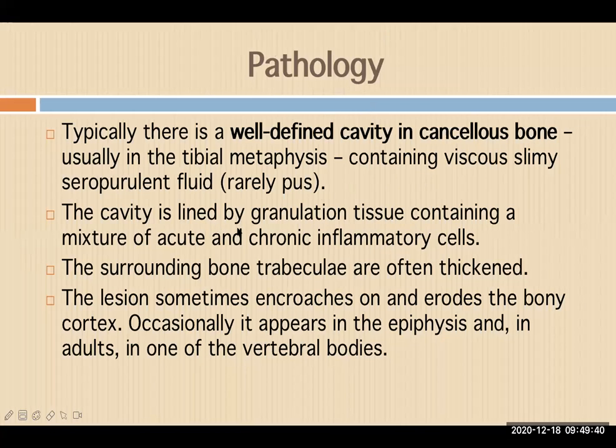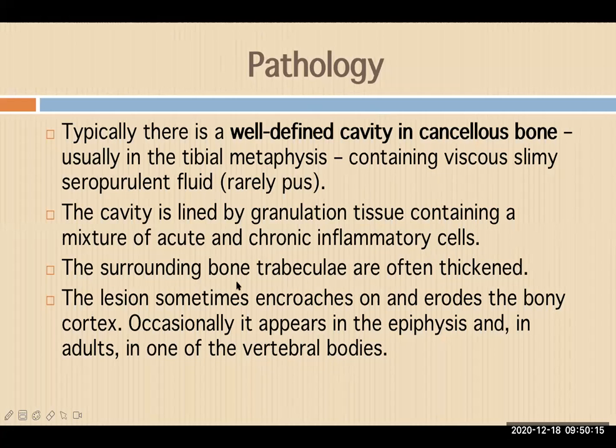The cavity is lined by granulation tissue, which contains a mixture of acute and chronic inflammatory cells. You all know what these cells are. Acute inflammatory cells are neutrophils, and what are the chronic inflammatory cells? Yes, lymphocytes and macrophages. Excellent. Lymphocytes and macrophages are the chronic inflammatory cells. So this is somewhere in between the acute phase and the chronic phase. That's why there is a collection of both types of inflammatory cells.